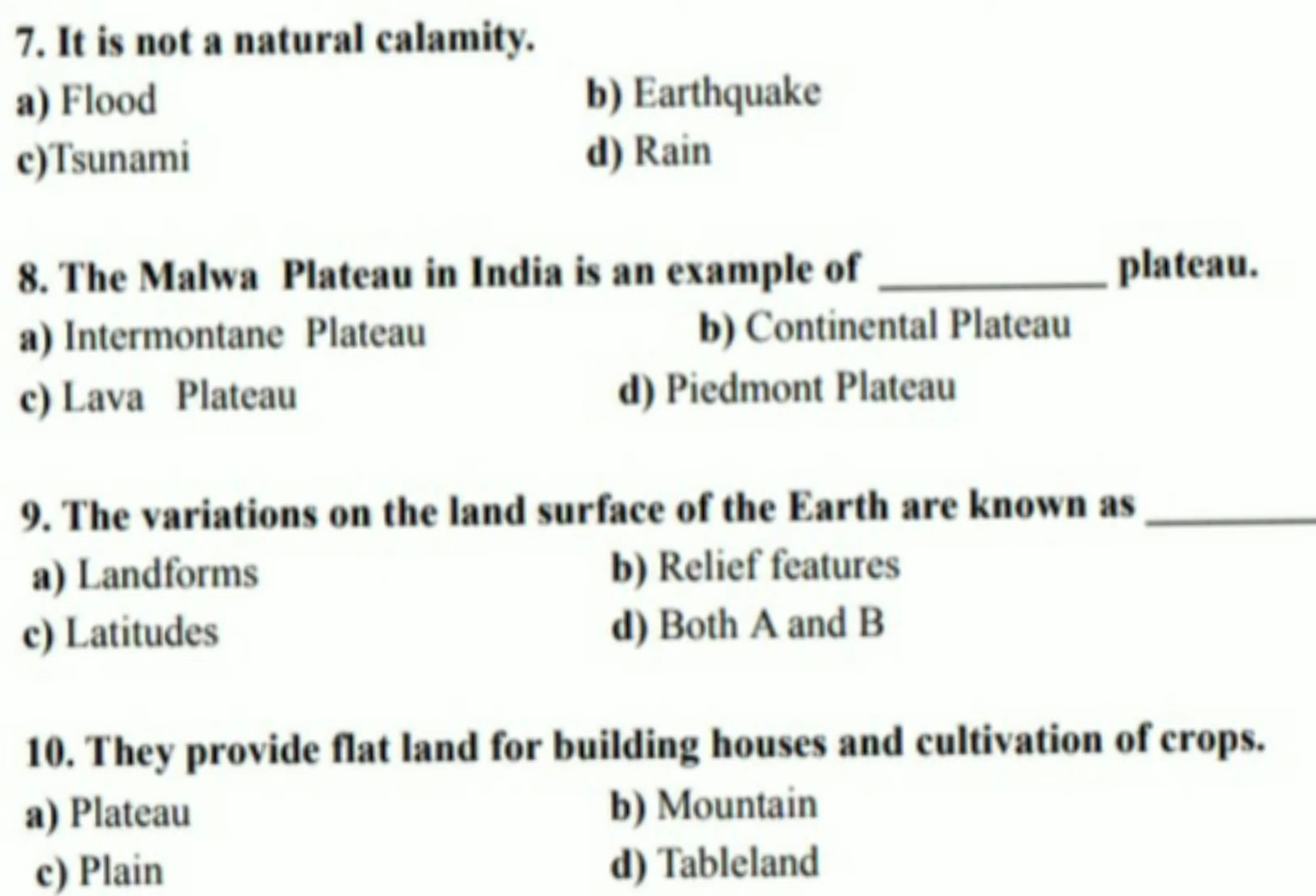And now we come to the 10th and the last one of this exercise. They provide flat land for building houses and cultivation of crops. And the options here are plateau, mountain, plain and tableland. And the correct option is plain, that is number C.